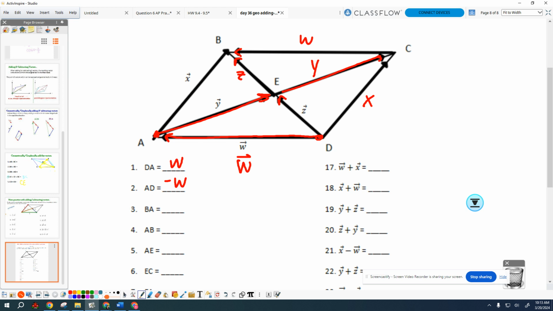Being proper, I should keep the little arrow above the letters, and it's not supposed to be a full arrow, it's supposed to have a little half-arrow. Okay, so see what you guys can do with this side and talk to your partner.